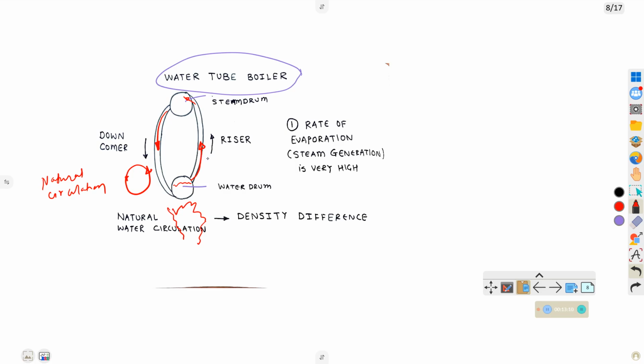Usually we are familiar with the density difference of oil and water, and where it is used, usually it is the oily water separator. But here what is the density difference? When the water is heated, the steam that is formed is lighter. It is the density difference between the steam and water.